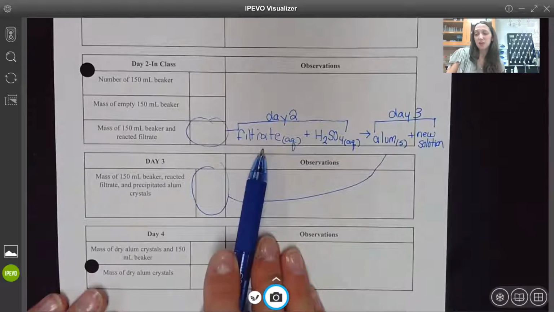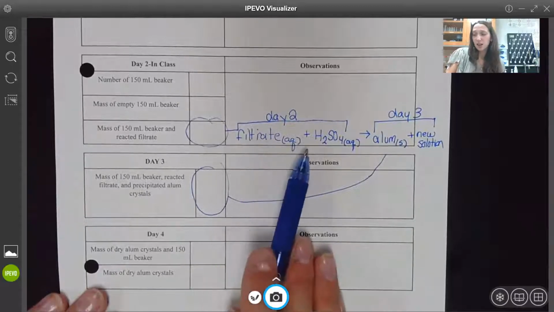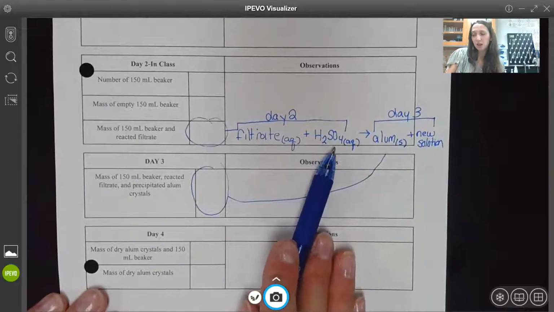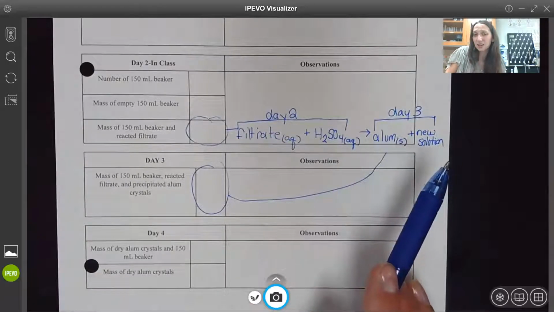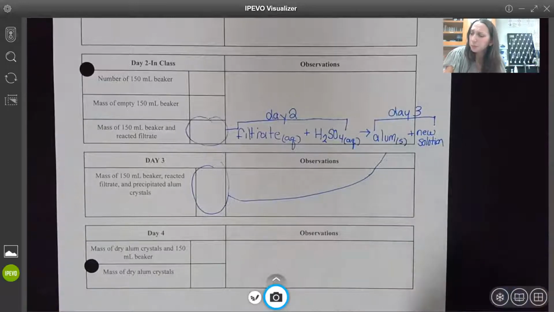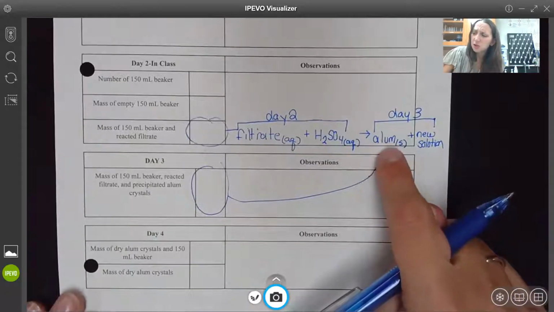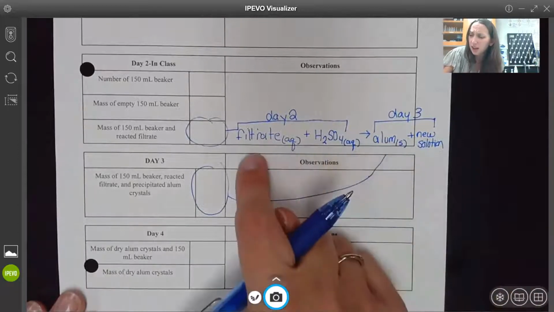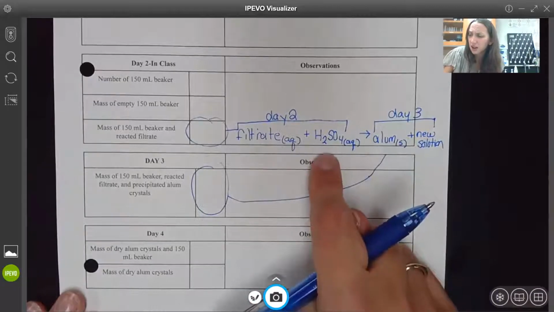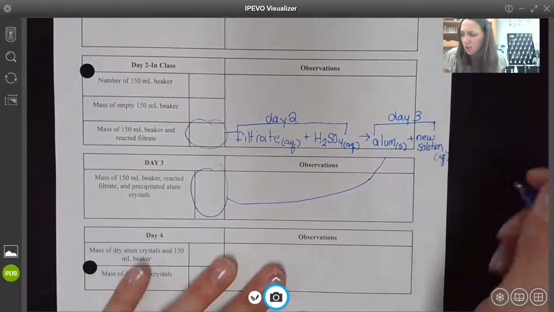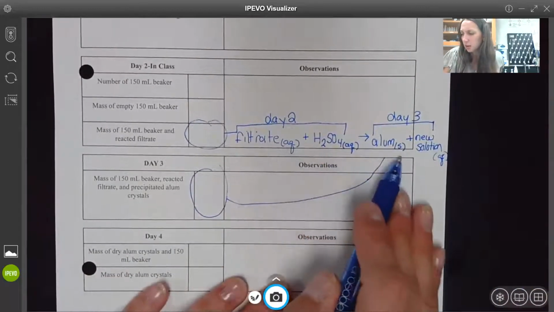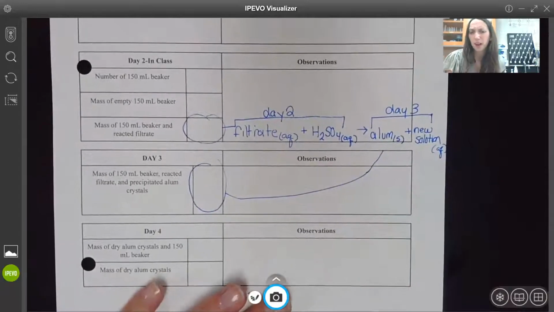According to the law of conservation of mass, the ions in the filtrate, the ions in the H2SO4, the sulfate, nothing was added into the system, nothing was taken away. Your alum solid was formed overnight, and it came from the ions in the filtrate and the sulfuric acid. There was a leftover solution. There's no gas here. Nothing could have bubbled away. There's no gas before and after. So nothing bubbled away. So what happened?